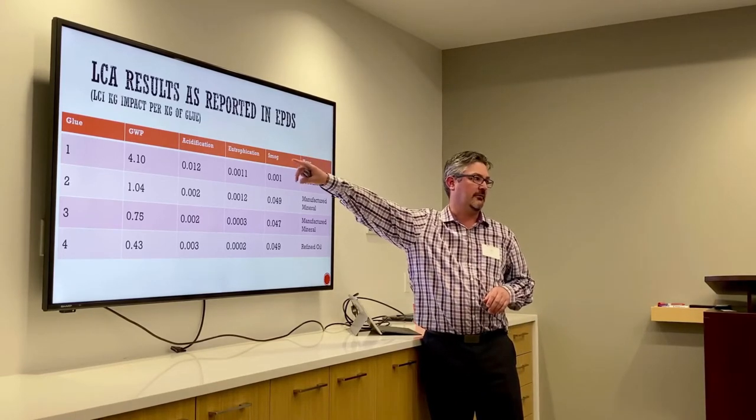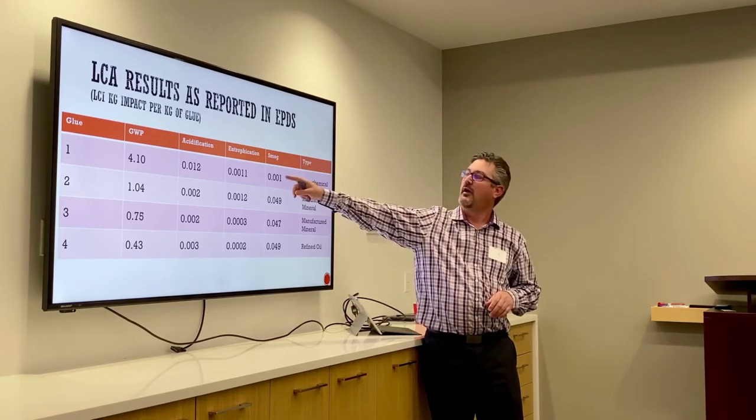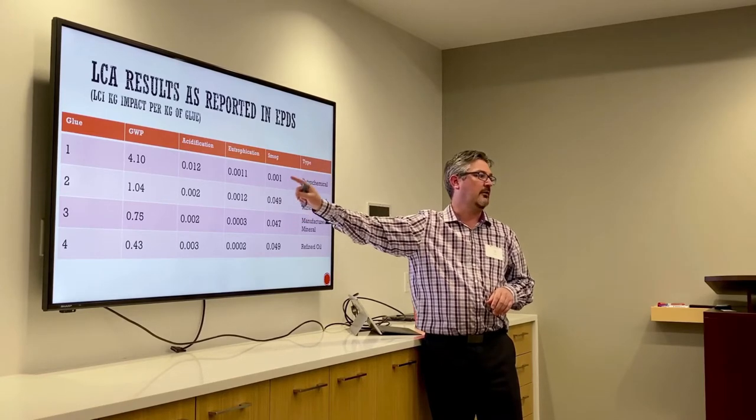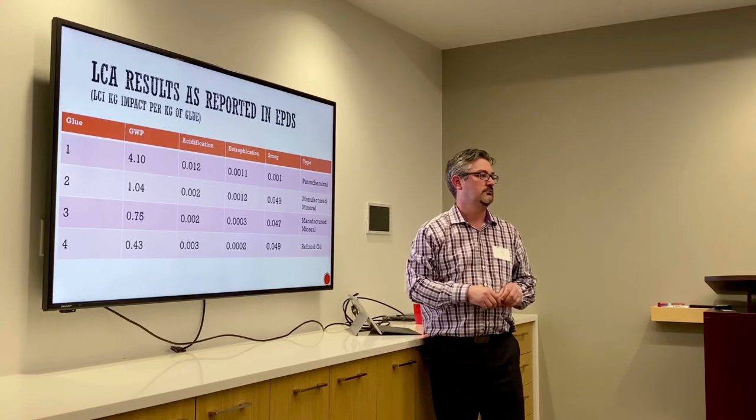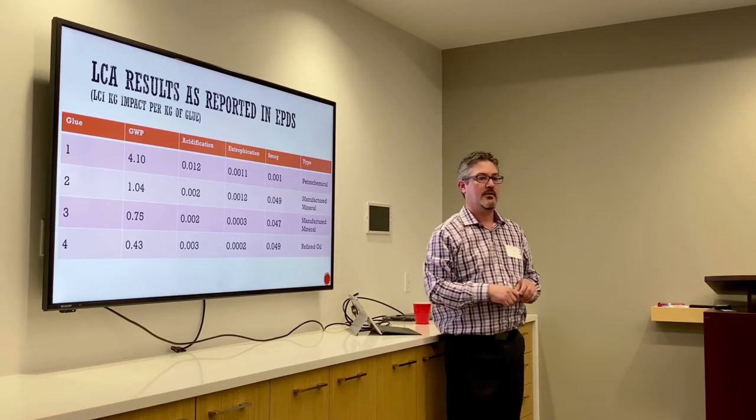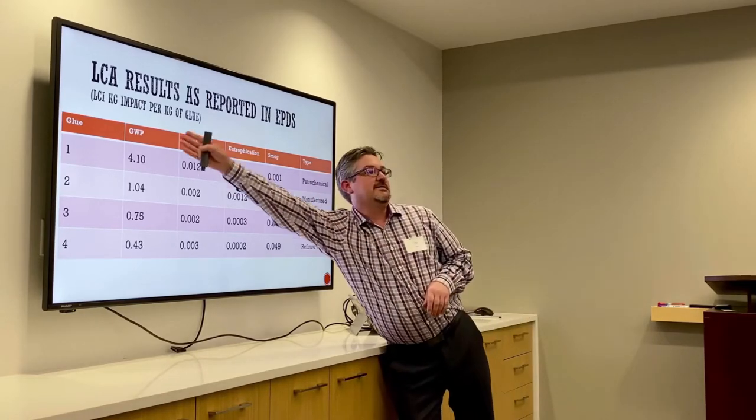So this is the LCI. These are the different LCI impact categories, okay. And these are the impact, the kg impact per kg of glue that's used. And GWP is embodied carbon. Yeah, so this is global warming potential. This is your carbon.